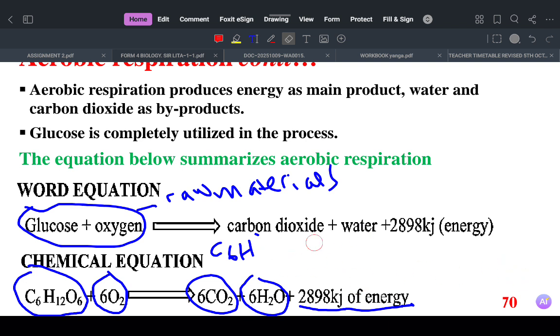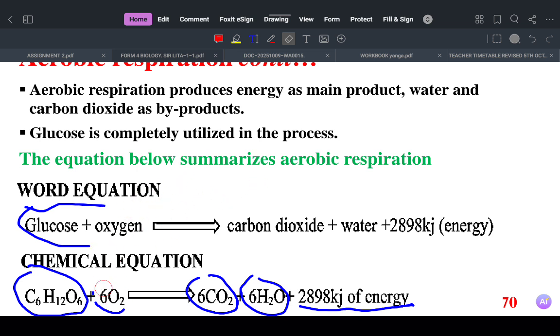Make sure you are able to write both types of equations, the word equation as well as the chemical equation.